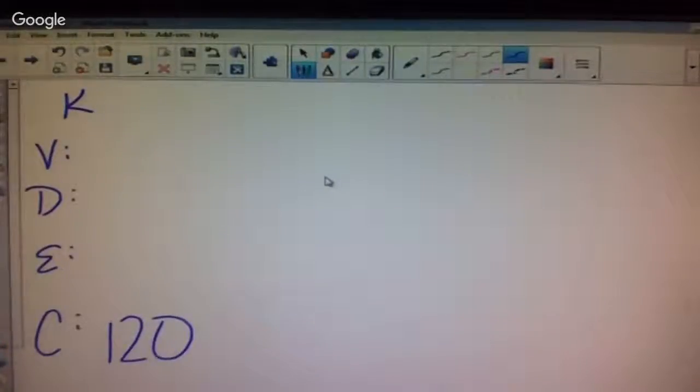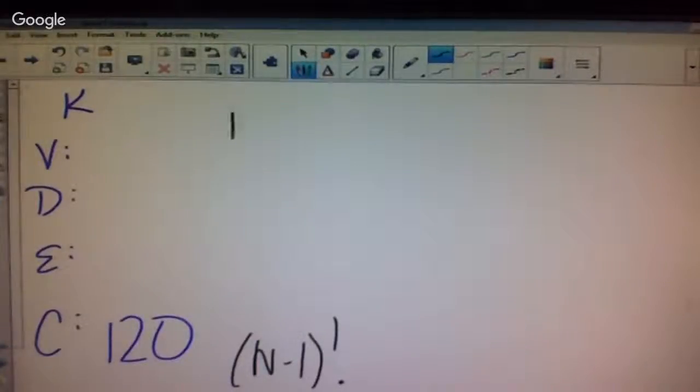Remember, to get your amount of circuits, I need to take your degree, which is n minus 1, and factorialize it. So we would start at like 8, and we would multiply by 7, by 6, by 5. We'd start at your big number and multiply down. In order to do this backwards, we need to start with your small number, and instead of multiplying, we're going to divide. So watch what happens.